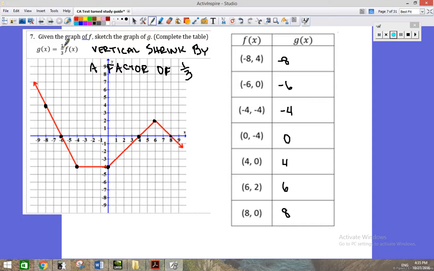This transformation, 1/3 times the output, is a vertical shrink of the graph. It's affecting the y coordinates. We're going to see this graph shrink in from above towards the x-axis and from below towards the x-axis.